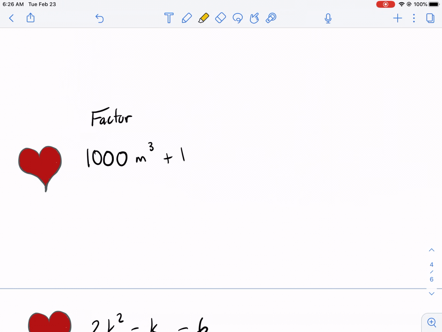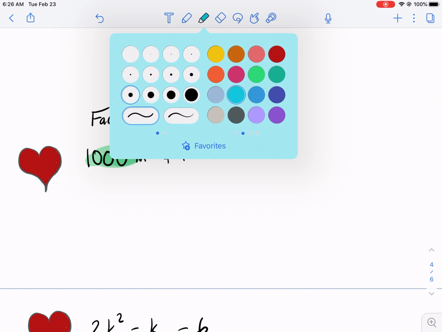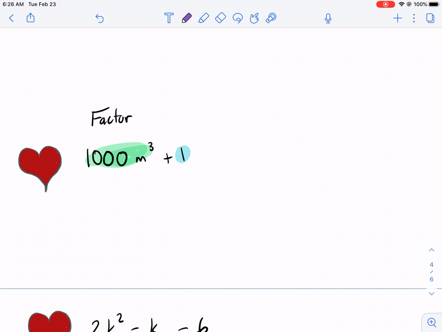How do I approach this? Well, I have a formula for it. And I'm going to take this green, take this blue. Okay, I'm going to get my parentheses set up. And let's go ahead and get started.